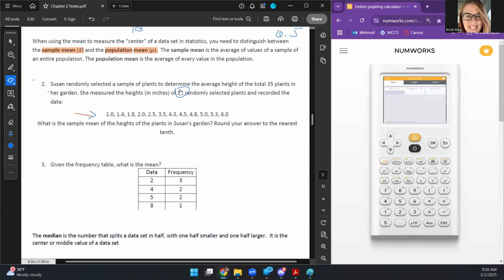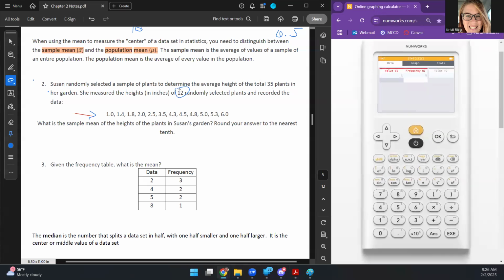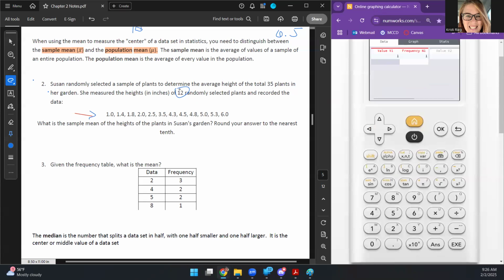Okay. And I'm going to type my list into the value V1 column. So I have 1.0. I just hit execute to go down. You'll notice the 1.0 just showed up as a 1. That's okay because the calculator knows it was 1.0. Okay, 1.4, 1.8. And again, you can hit the down arrow if you want. It doesn't matter. 2, 2.5, 3.5.